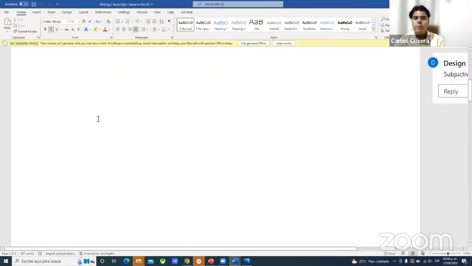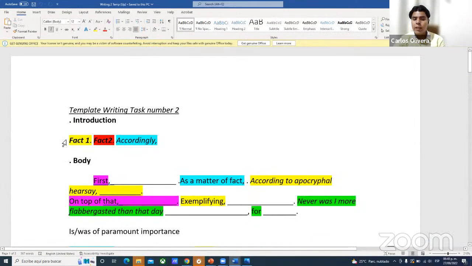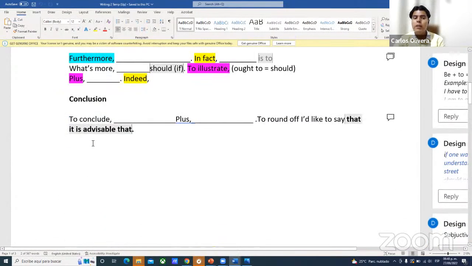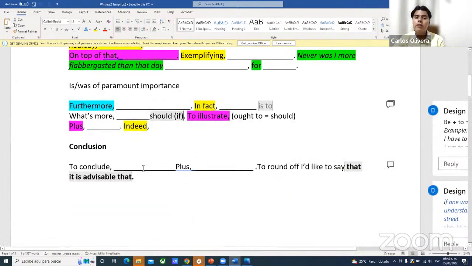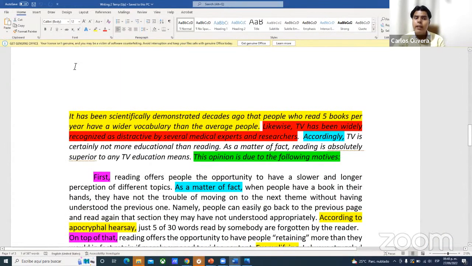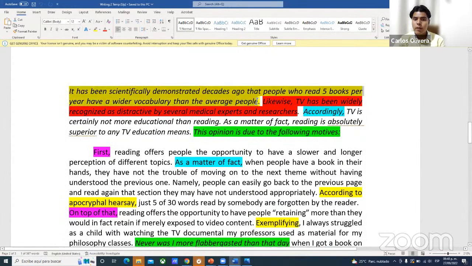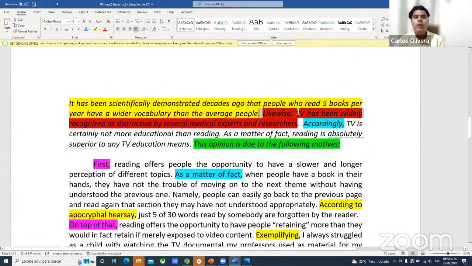So look at it. Oh, by the way, the parts or the elements in the introduction are highlighted with different colors, as you can see, fact number one. And the reason why this is highlighted with yellow and the fact number two with pink is because, as you can see here in my essay, this is the fact number one, so that you can identify it, and this is the fact number two, highlighted also with the same colors, okay? So let me show you.